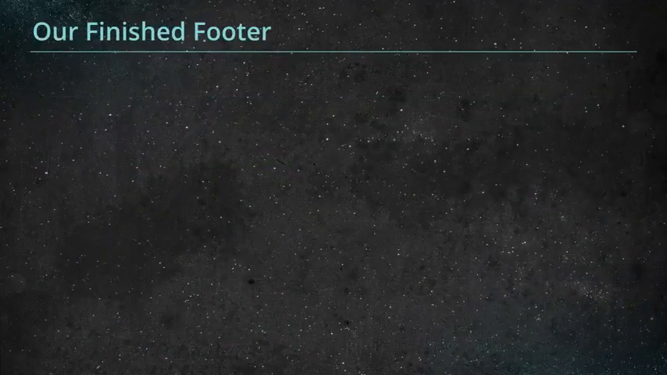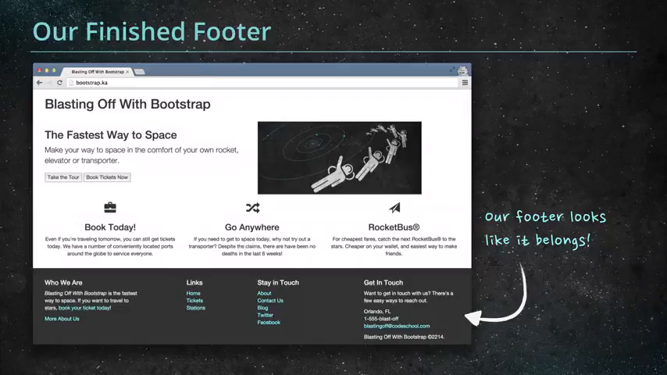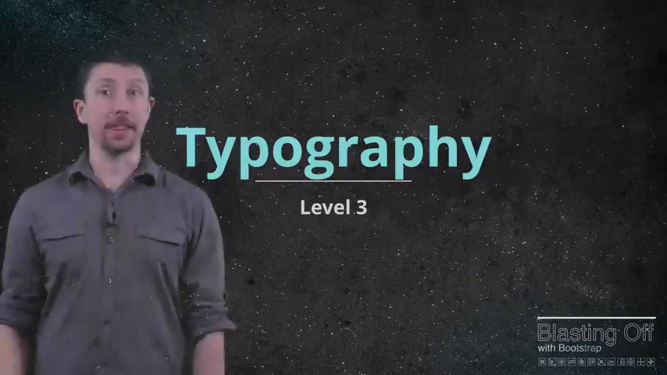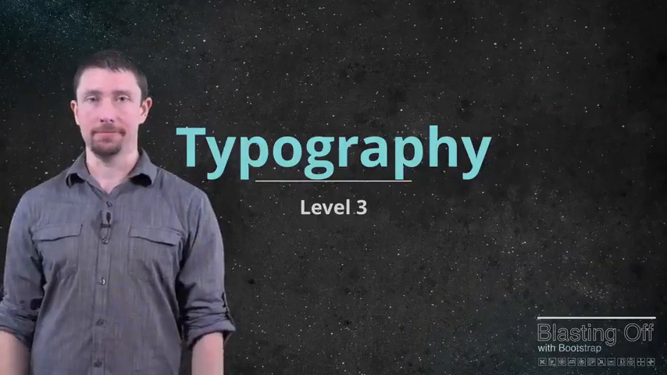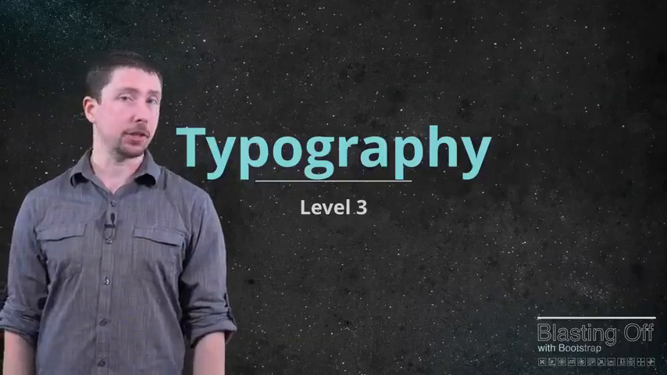To check out our finished footer, we'll open this page up in a browser and see that our page is starting to really take shape. Our bullet icons are all gone from the footer, making it much easier to read. Besides that, the icons that we added and that lead text all help to make different parts of our page stand out. And that is the end of level 3. It's time for you to see what you know about typography in the challenges, and I'll see you back for level 4.